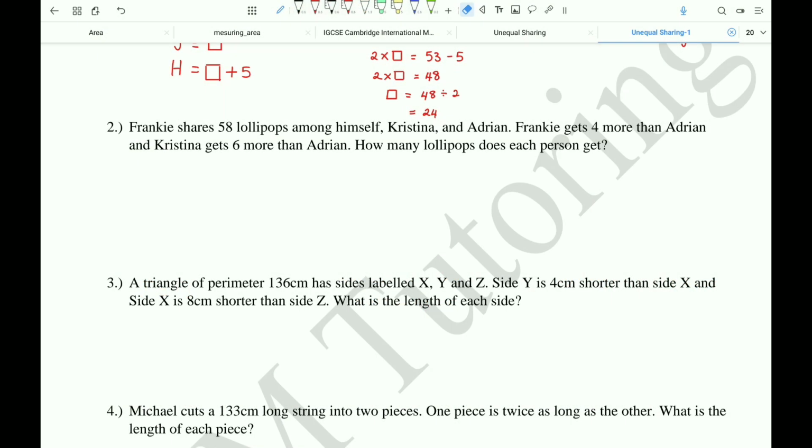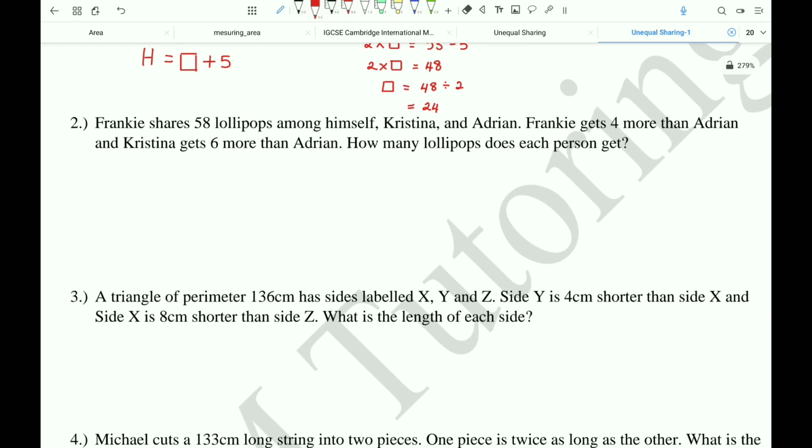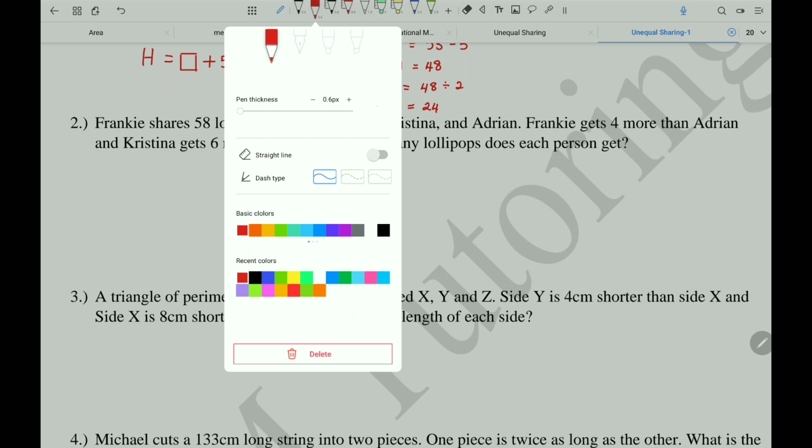Okay, so let's move on to question 2. Question 2 says, Frankie shares 58 lollipops among himself, Christina, and Adrian. Frankie gets 4 more lollipops than Adrian, and Christina gets 6 more than Adrian. The question asks, how many lollipops does each person get? So the first step, as usual, is to find out who has the least number of lollipops. Reading from the second sentence, we see that Frankie gets 4 more than Adrian, and Christina would get 6 more than Adrian.